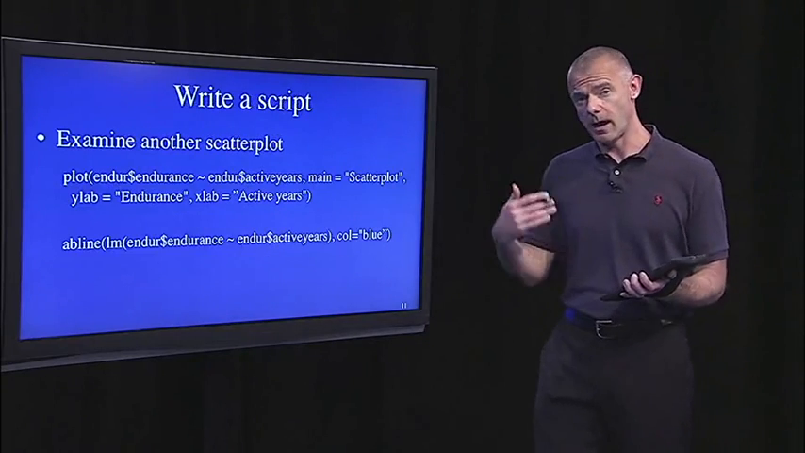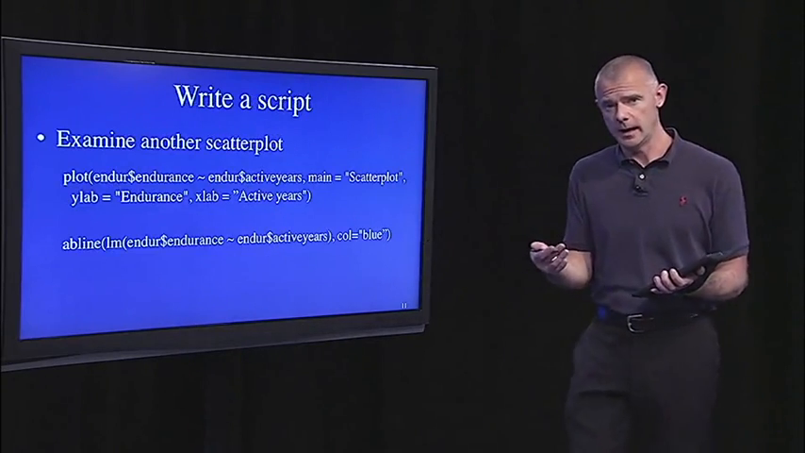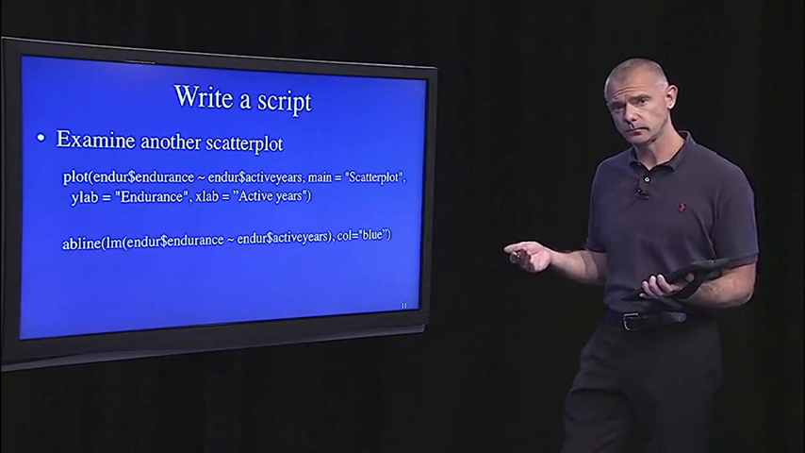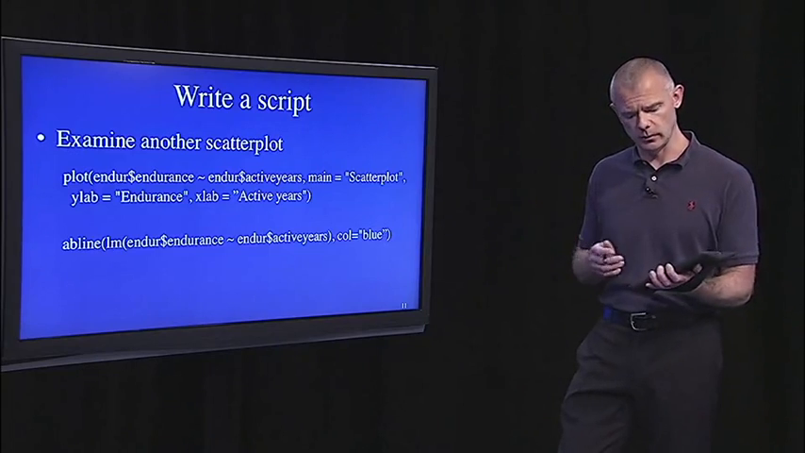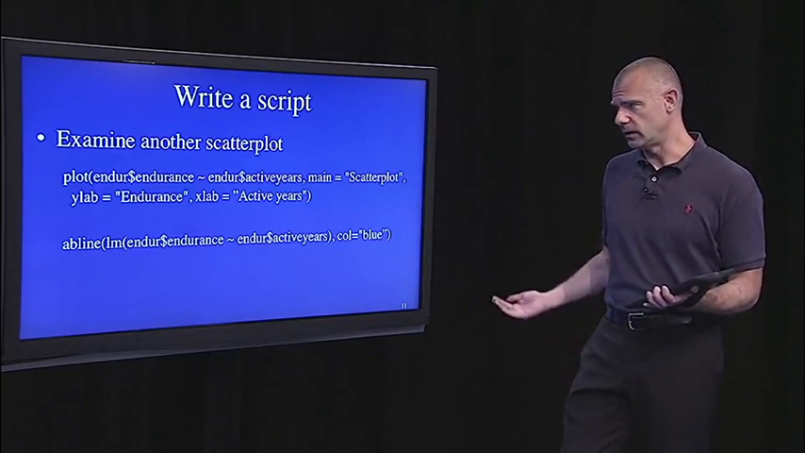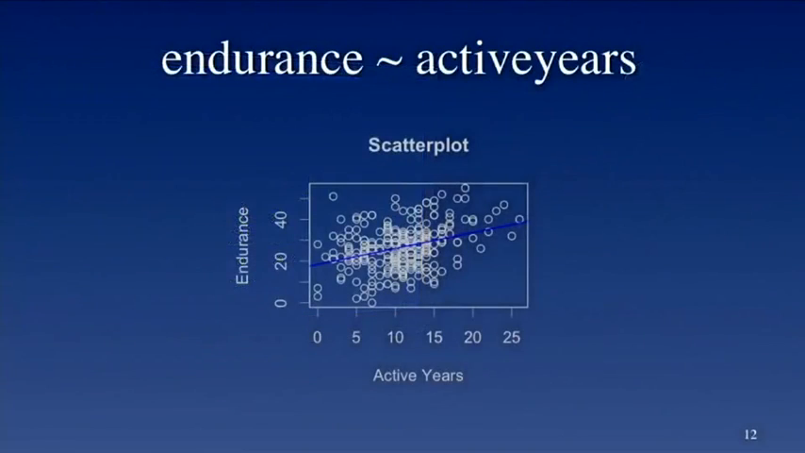Let's also look at our outcome variable, physical endurance, as a function of active years. Here we expect a positive correlation. And indeed, that's what we see. If we look at this scatter plot, we see a positive slope, a positive regression line, and it's a bit steeper than the previous function. That suggests that the relationship between active years and endurance is stronger than the relationship between age and endurance. But let's see that in a multiple regression analysis.